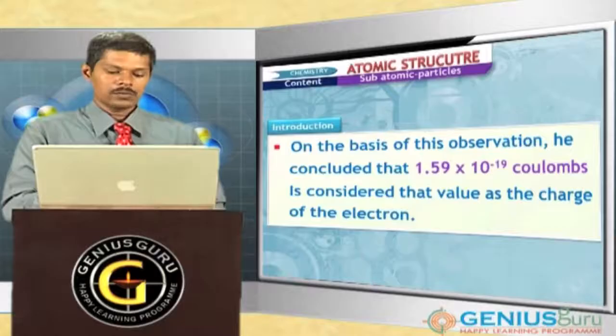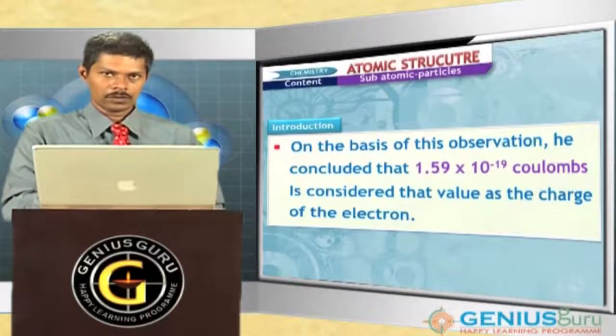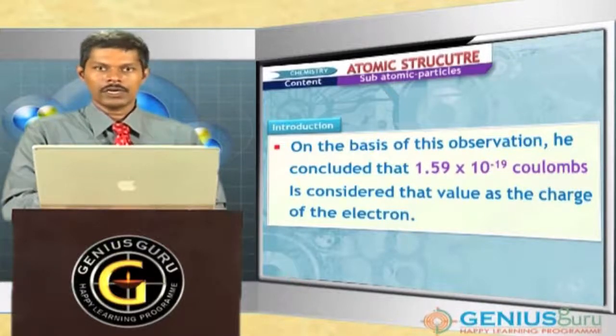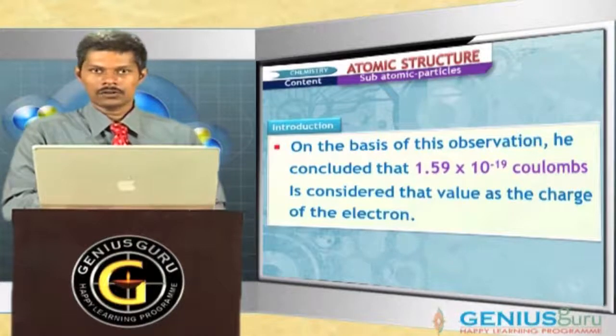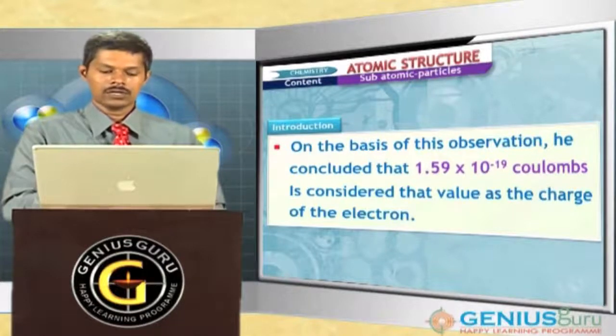So this is the Millikan oil drop experiment. What is the purpose of this experiment? The purpose of the Millikan oil drop experiment is to find the charge of the electron. What is the charge? The charge of the electron is 1.59. Generally we take the approximate value, that is 1.6 into 10 power minus 19 coulombs, as the charge of the electron.